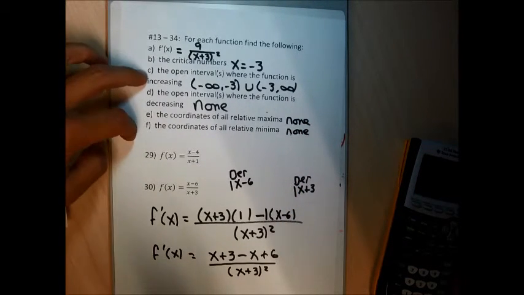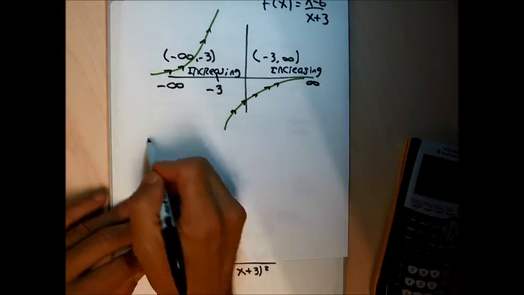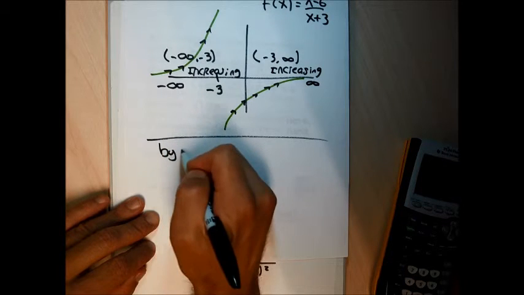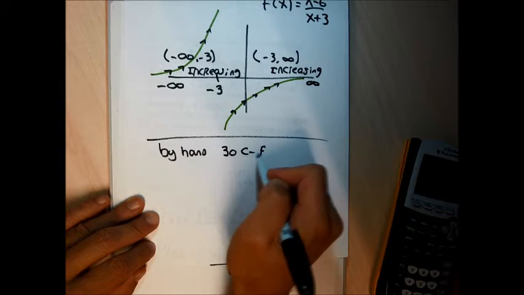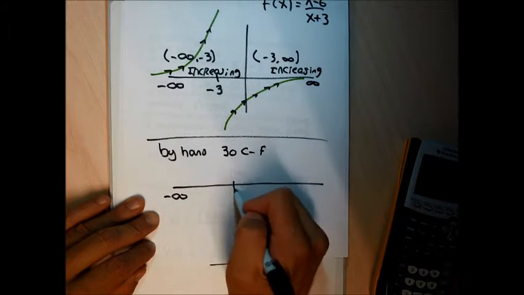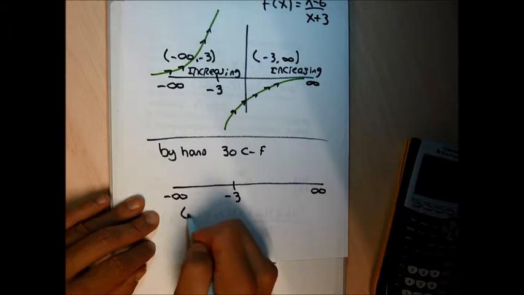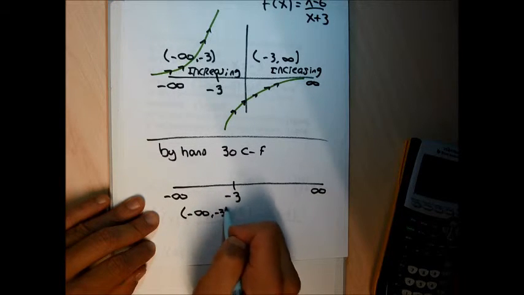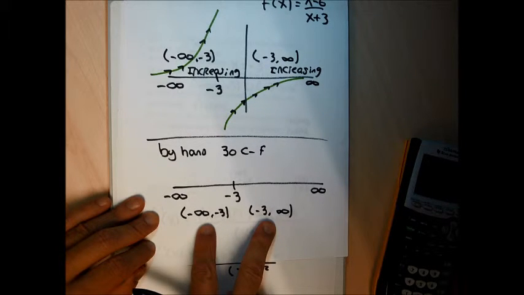Now I'm going to get all these answers by hand, and I'm still going to use my calculator a bit. So the by hand approach for 30 C through F is a one-dimensional number line as opposed to a two-dimensional graph. I put negative infinity and positive infinity at the edges and my critical number between. This is what you're going to need to show as work, because you have to show us a little bit of work. So I've created my number line, one-dimensional as opposed to two-dimensional.